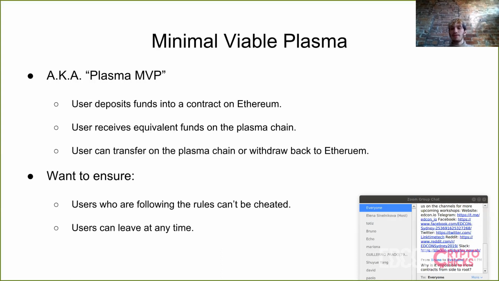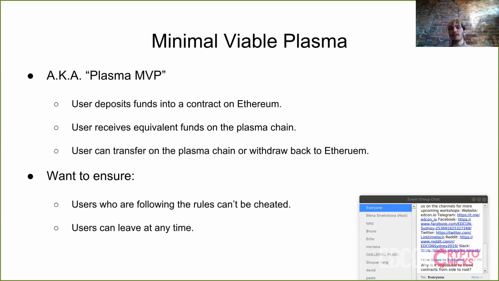So starting off, to dive into what these Plasma chain designs look like so that we can understand what provides these security guarantees, we're going to talk about minimal viable Plasma. Minimal viable Plasma is the very first attempt at designing a Plasma chain. This was, I guess, more than a year ago when this was originally published and designed.